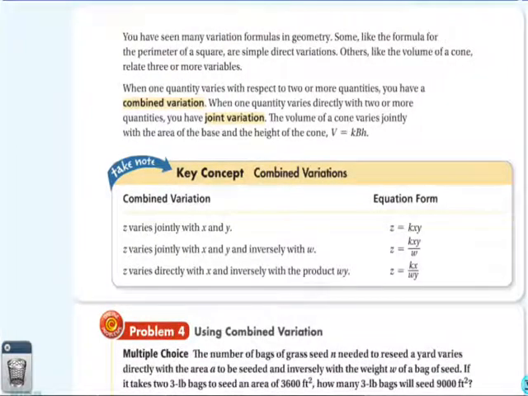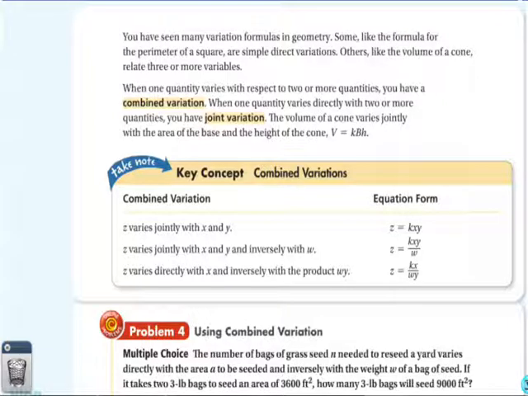We've seen variation formulas in geometry. Some, like the formula for the perimeter of a square, are simple direct variations. So as the sides get bigger, the perimeter gets bigger. Others, like the volume of a cone, have 3 or more variables. So for a cone, we would have the radius and the height and the slant length. So we have all these different things.